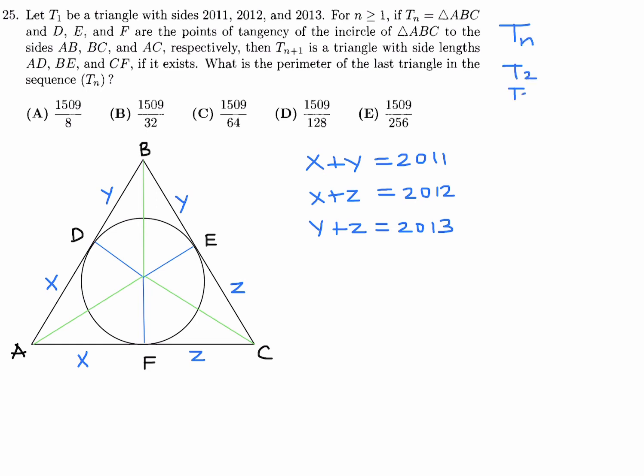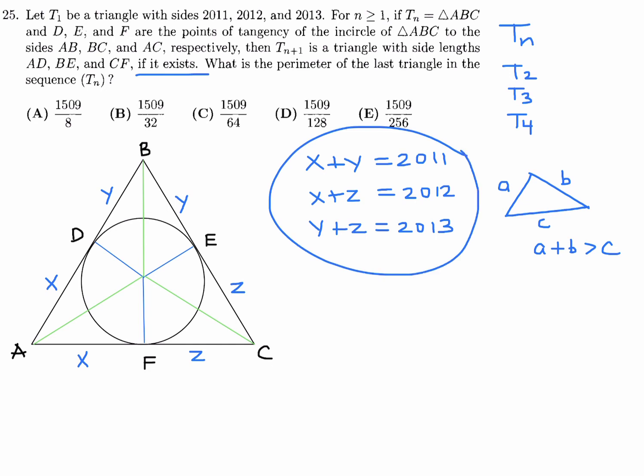And then we can calculate it for T2, T3, T4, and then eventually we'll get to a T that doesn't exist, in the sense that you can't make a triangle. Because in any triangle, remember, we have a fundamental triangle inequality that two sides have to be greater than the third side. Okay? So let's first solve for x, y, and z. But I want a general formula. I don't want numbers. I mean, I do want numbers, but I want a general formula that will help me get numbers for all of these.